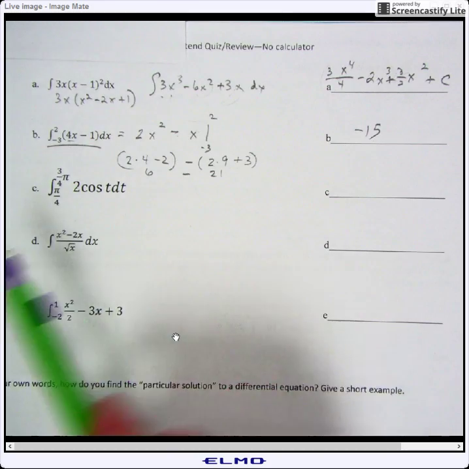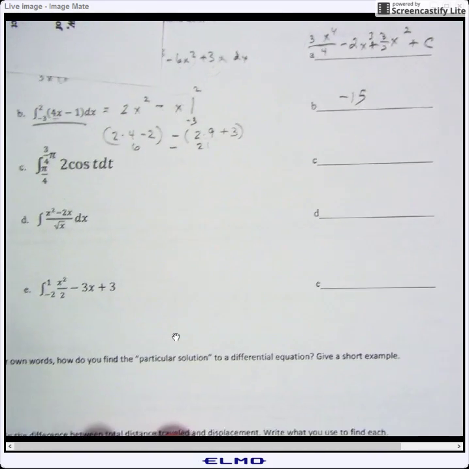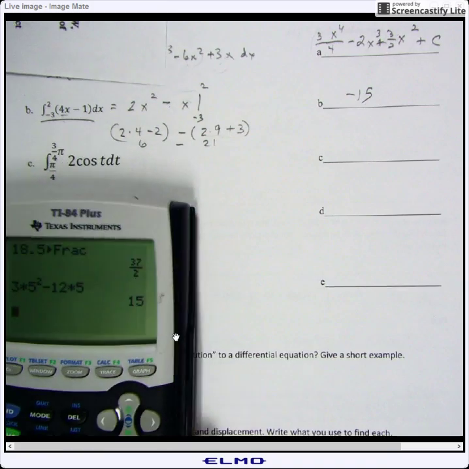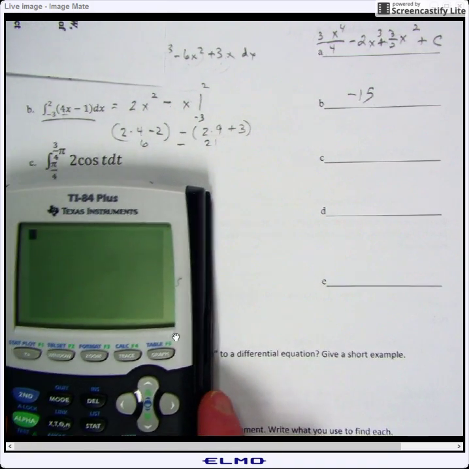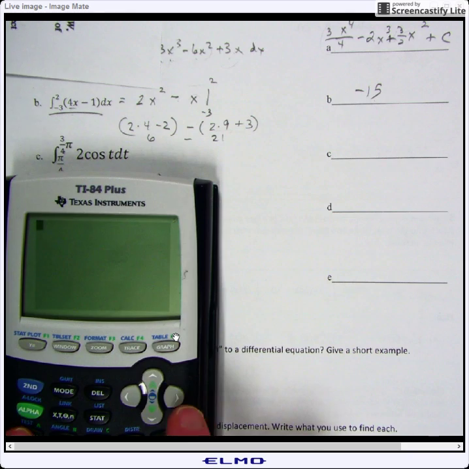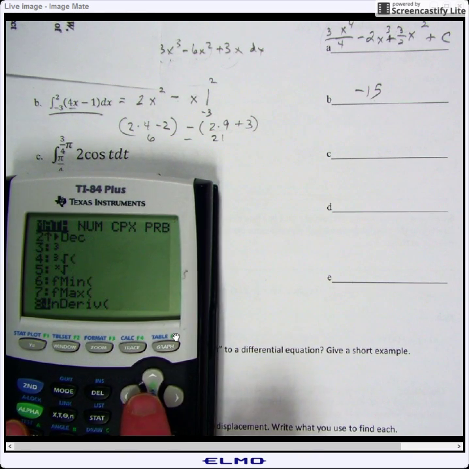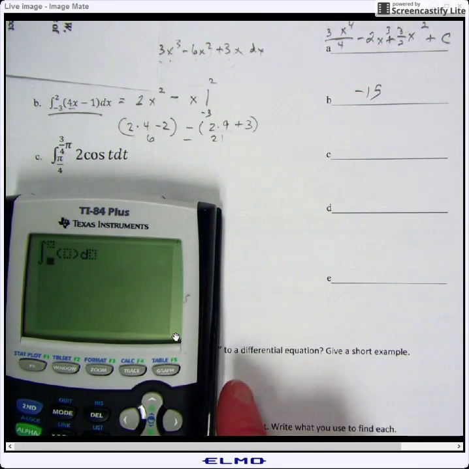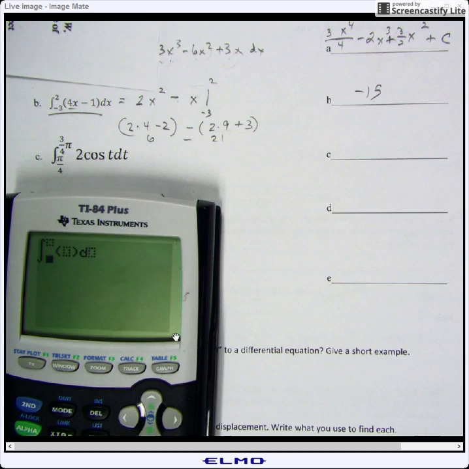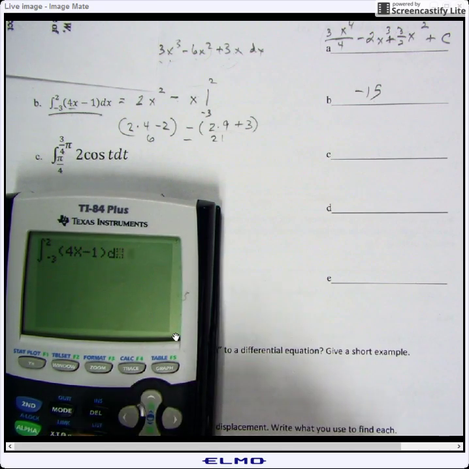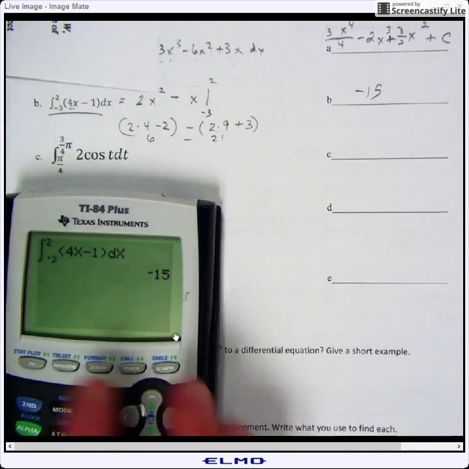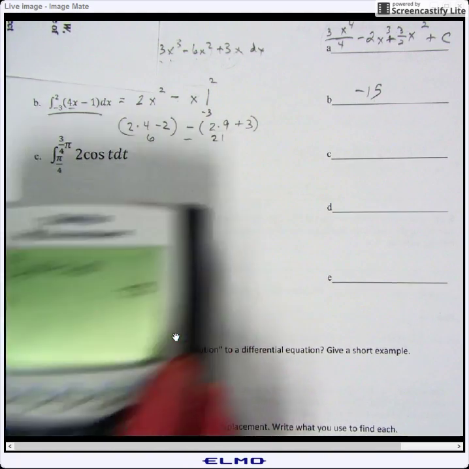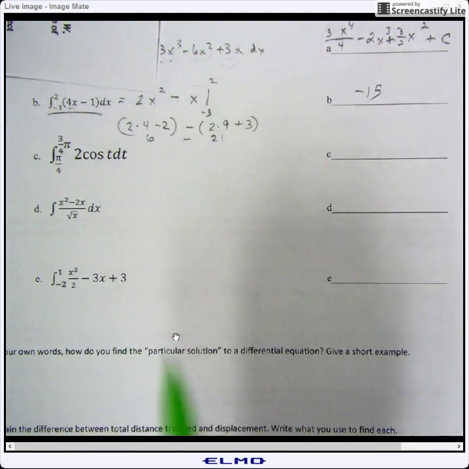Now, it says no calculator. Okay, that's because it wants you to do it without a calculator. So then I was going to go back and check with my calculator, either on the graphing screen or the function int screen. And I'm going to do function int from -3 to 2 of 4x minus 1, -15. Okay, so make sure you check it out when you're practicing. You won't always be able to do that on a test.